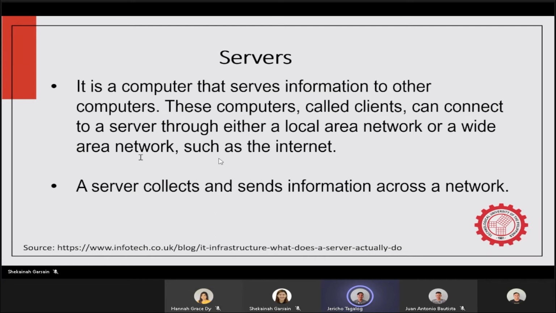Tapos yung isa naman is yung wide area network. Magko-connect sila wirelessly using internet. Next slide please.